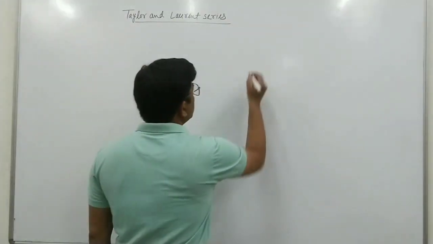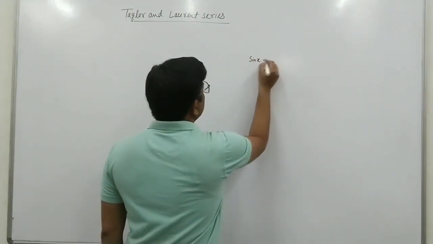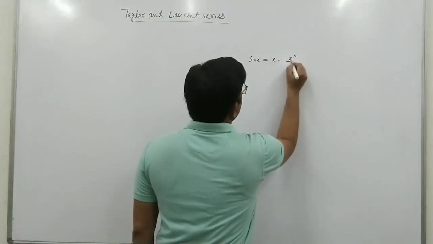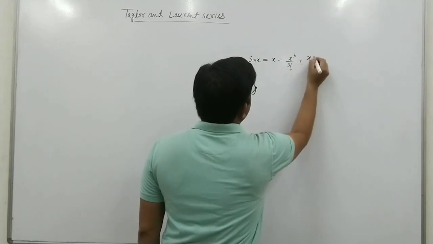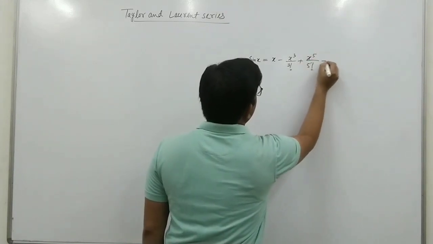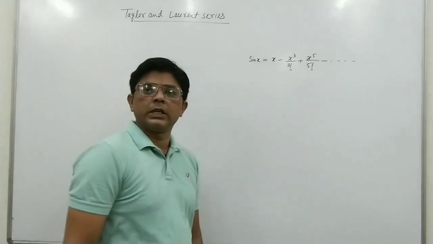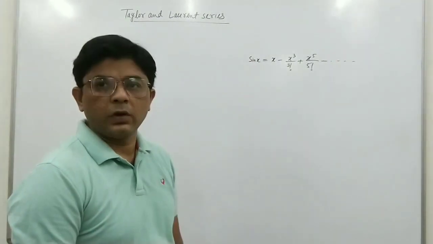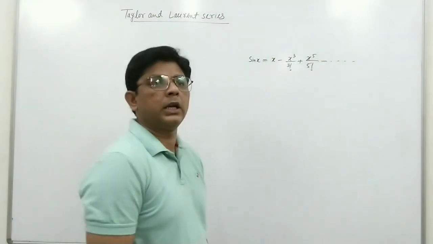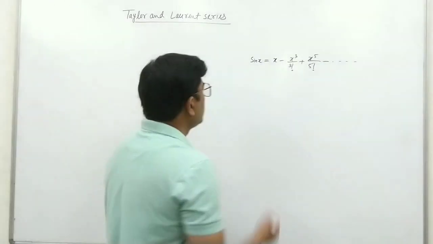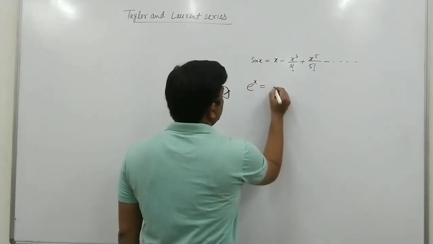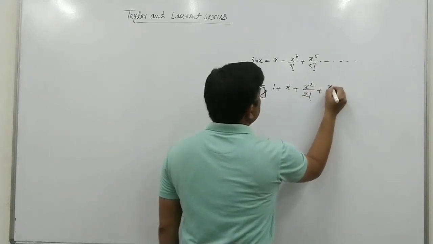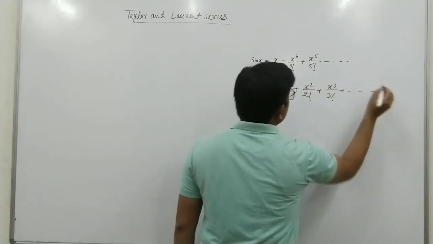Suppose we take a function sin x. So we know that its expansion is x minus x cube upon 3 factorial plus x raised to power 5 upon 5 factorial minus and so on. So this is the expansion of the function sin x. Similarly, we can write the expansion of cos x. Also, we can write the expansion of e to the power x, exponential x. Exponential x is 1 plus x plus x square upon 2 factorial plus x cube upon 3 factorial and so on.